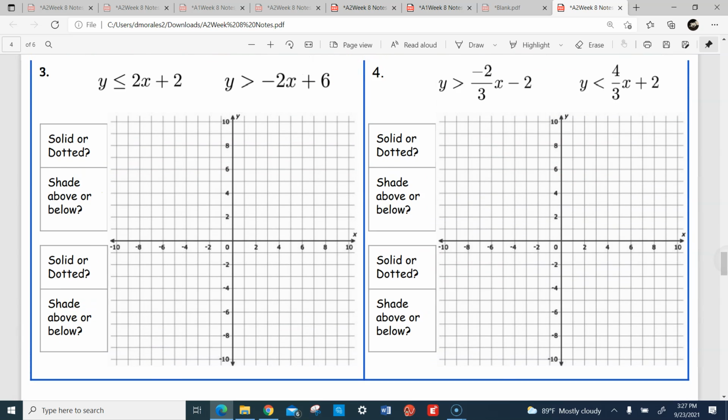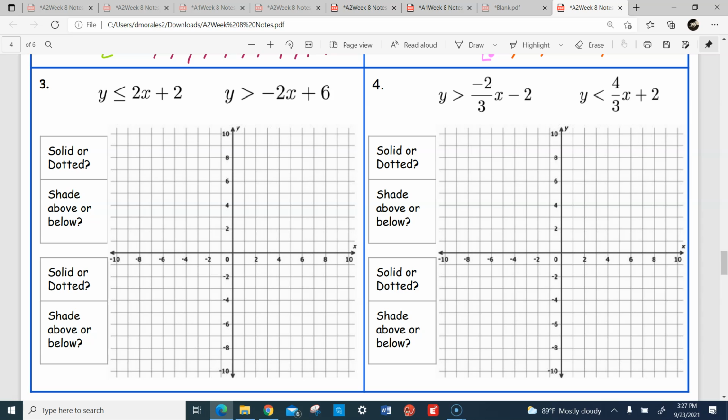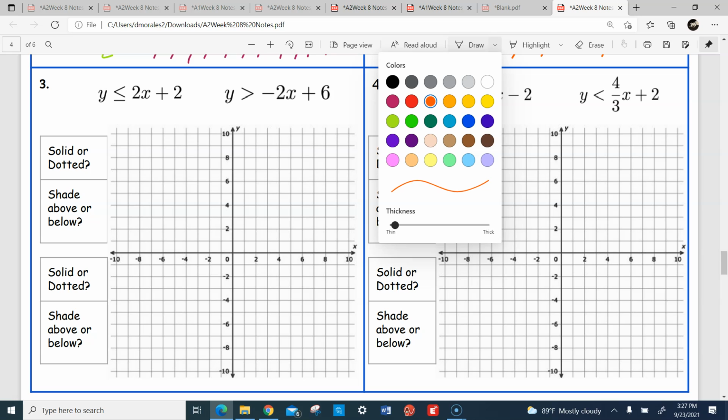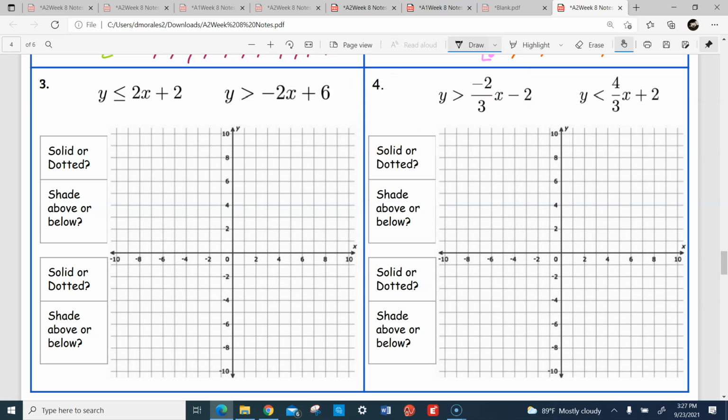Our third example, more of the same. If at this point you have the general idea, by all means go ahead and get started and then just check to make sure that our graphs match. Otherwise, I'll continue. The less than or equal to symbol means I'm going to have a solid line, and less than means I'm shading below.